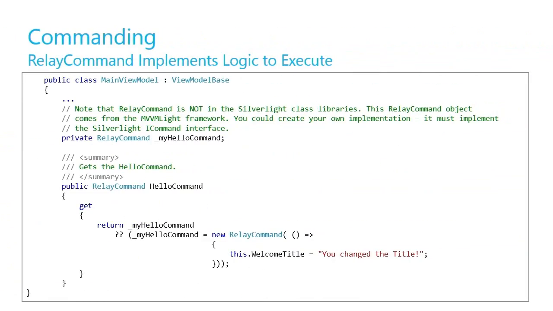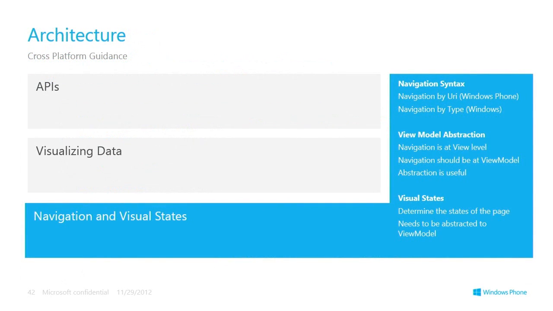So this is the kind of code you'll see in your view model to actually execute the logic. In this simple example, we're executing a my hello command which sets the welcome title property on the view model to change the title. But obviously in a real application that would be much more sophisticated.